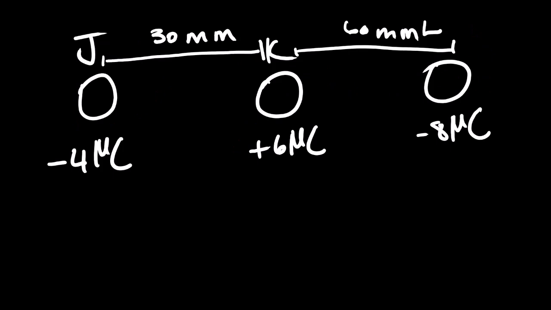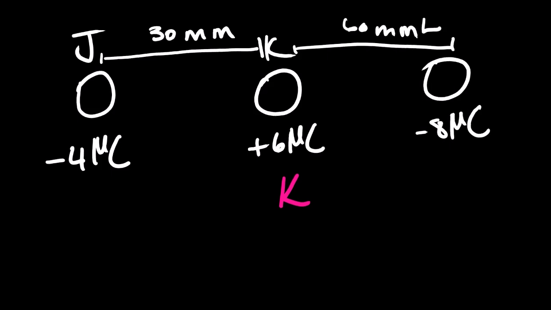Suppose we have this scenario. J, K, L are our spheres. J has -4 microcoulombs, K has positive 6 microcoulombs, and L has -8 microcoulombs. The distance JK is 30 millimeters. The distance KL is 60 millimeters. Now the question: calculate the net electrostatic force on K.